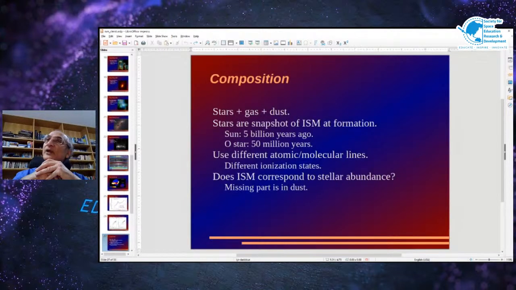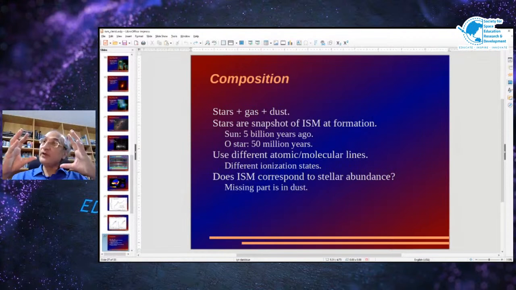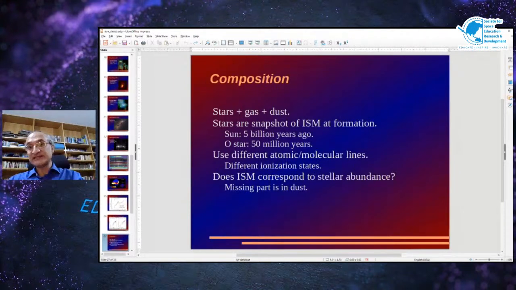All right. So now, when we try to see what interstellar dust is made out of, it's hard for us to measure the dust directly because we're only looking at things like the interstellar extinction curve. But what we know is that if we look at a volume of space, then the volume of space is comprised of stars plus gas plus dust. And the stars are a snapshot of the interstellar medium at the time of formation of that star.